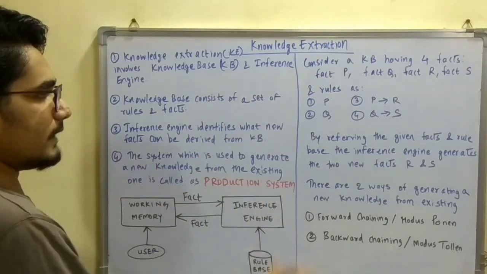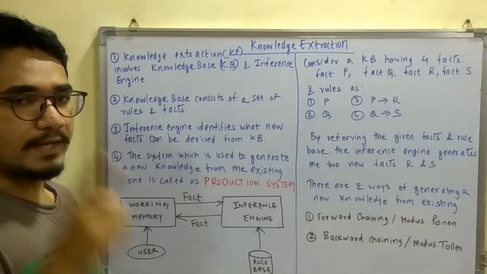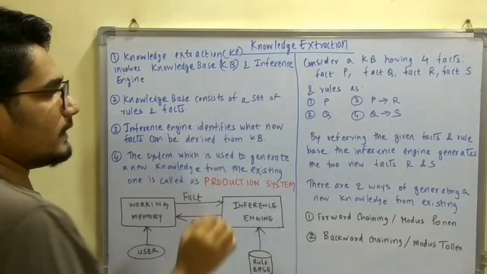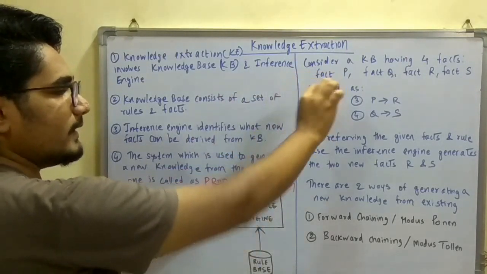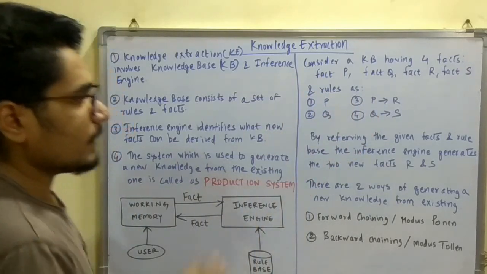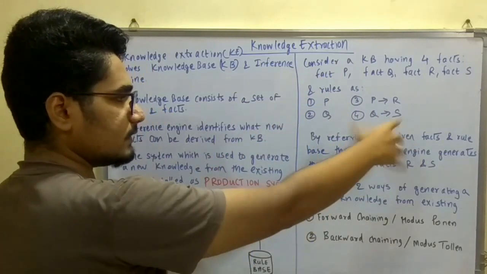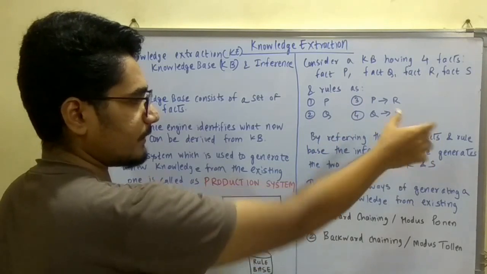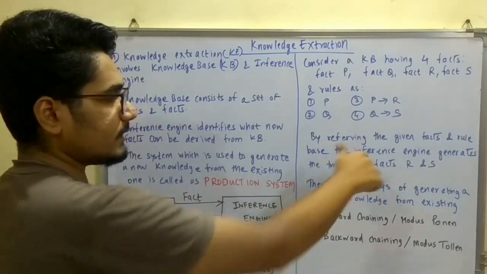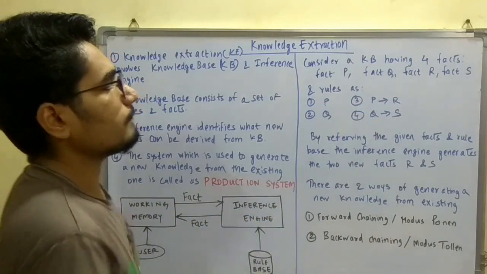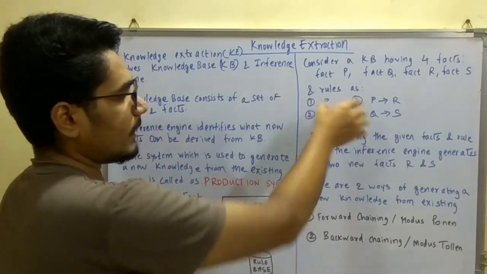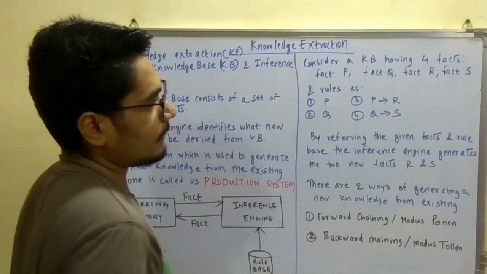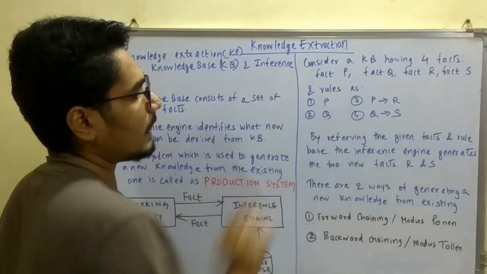Now let us consider one example. You have a knowledge base KB having four different facts: fact P, fact Q, fact R, and fact S. And you have a set of rules: P is there and Q is there, P can derive R and Q can derive S. Now, these are the facts and these are the rules. By referring to the given facts and the rule base, the inference engine generates two new facts, R and S. So you have P and Q, and by this rule you can derive a new fact: P can derive R and Q can derive S. And so you have two different facts as well, that is R and S.